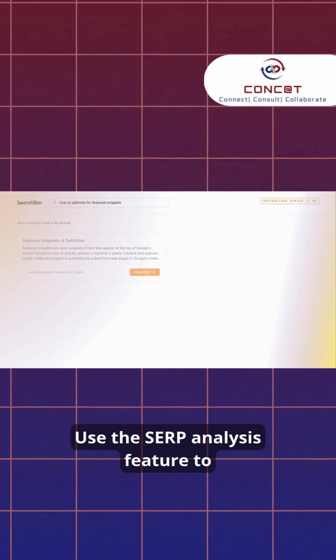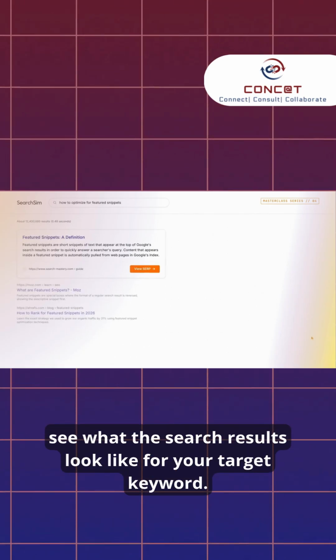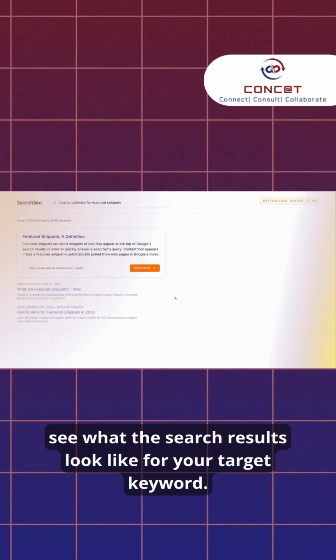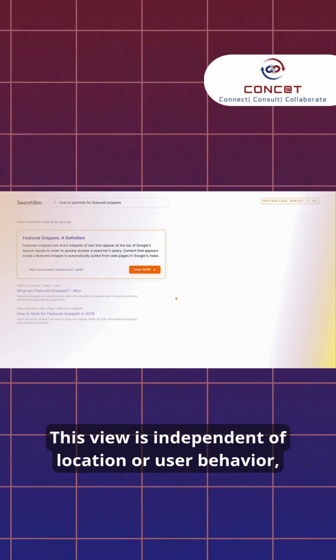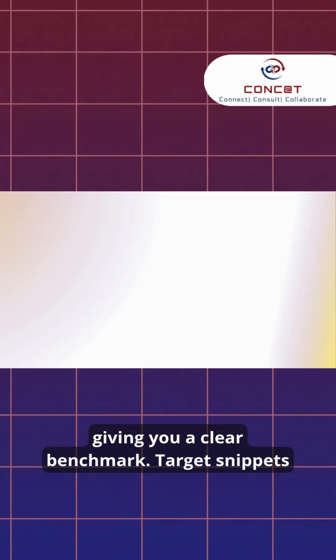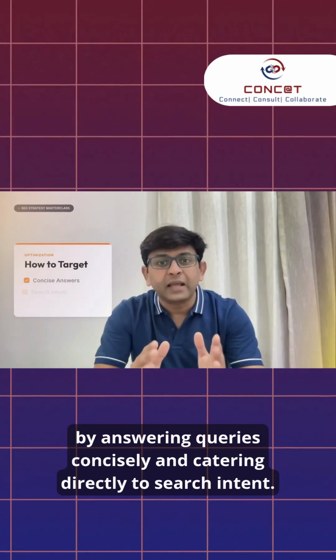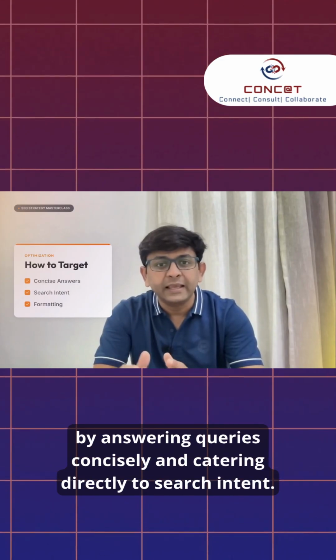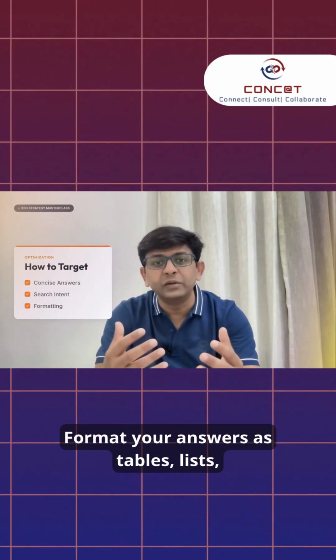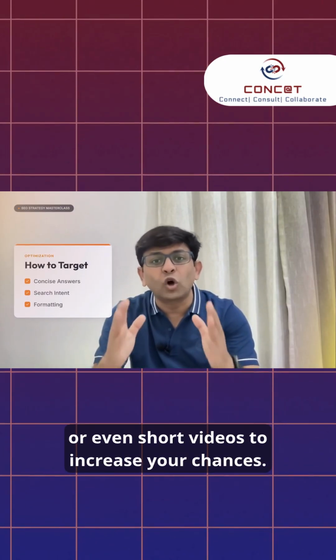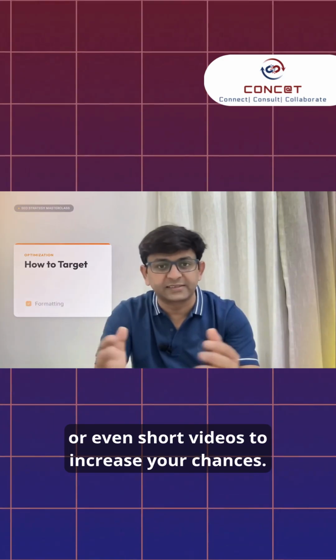Use the SERP analysis feature to see what the search results look like for your target keyword. This view is independent of location or user behavior, giving you a clear benchmark. Target snippets by answering queries concisely and catering directly to search intent. Format your answers as tables, lists, or even short videos to increase your chances.